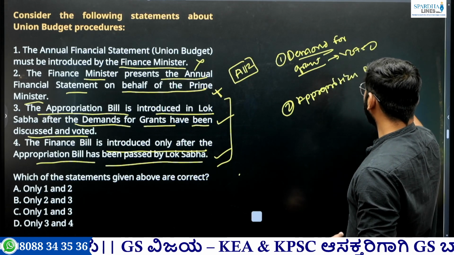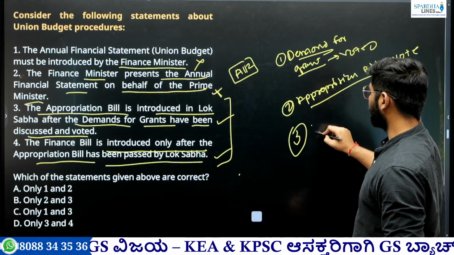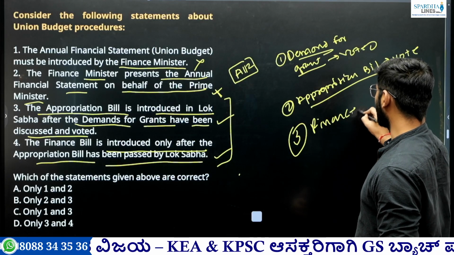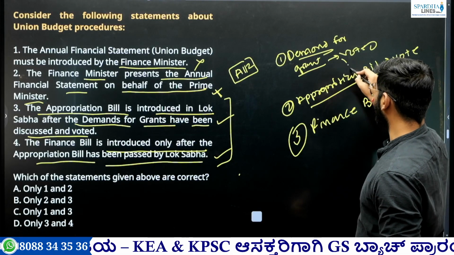Appropriation bill will be there. So they will vote on the appropriation bill. Then they will vote on the finance bill. So these are the sequence when it comes to voting.